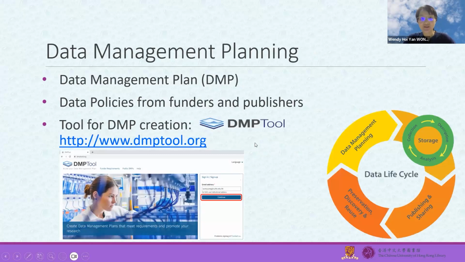So next, I will talk about some actual action in research data management. What are the actual actions? For example, we have to write the data management plan at the beginning stage. A data management plan is a written document that states how the research data are managed throughout the research process. So it is written at the very early stage, at the proposal stage, and it may be a compulsory component from the funders and publishers.